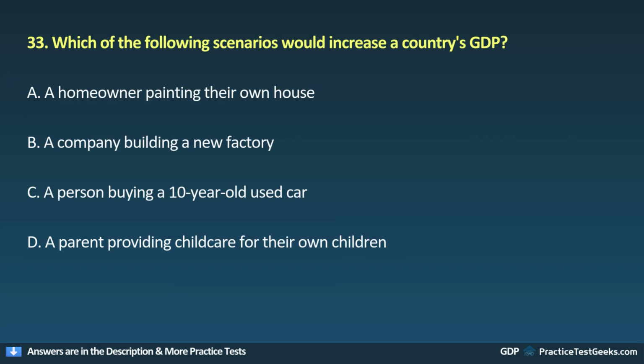33. Which of the following scenarios would increase a country's GDP? A. A homeowner painting their own house. B. A company building a new factory. C. A person buying a 10-year-old used car. D. A parent providing childcare for their own children.